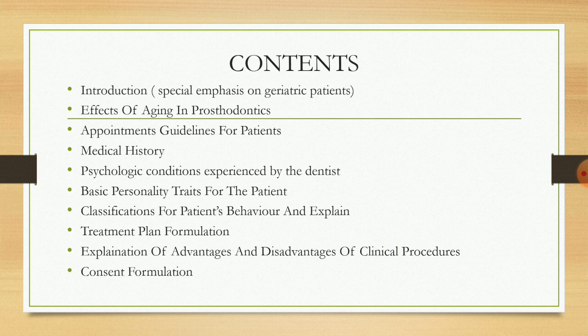Now, effects of aging in prosthodontics has to be written with respect to skin, with respect to teeth, with respect to every type of system like GIT, or bone. What is the effect of aging on the bone? So various points we need to explain for effects of aging in prosthodontics, followed by appointment guidelines for the patients. Now, how we need to handle the patient when the patient comes to the clinic, we need to write about that, followed by medical history, which is very, very important, because the patient may have some psychological disorder going on, or may be under medication for the same, so we need to judge that, and this we can only judge by recording the medical history.